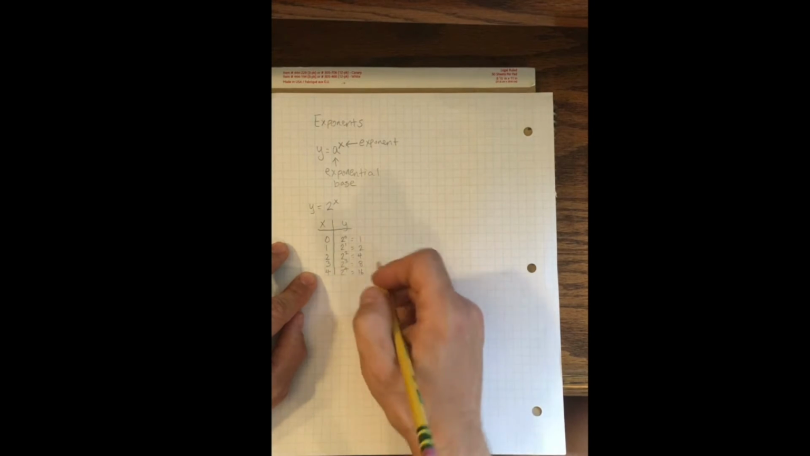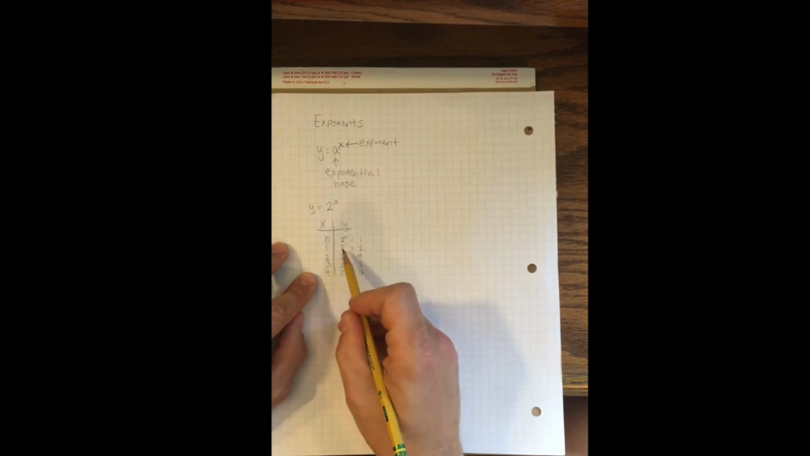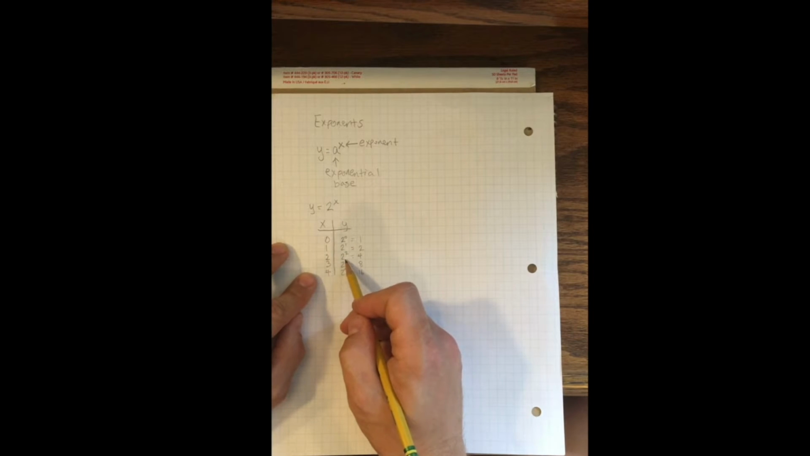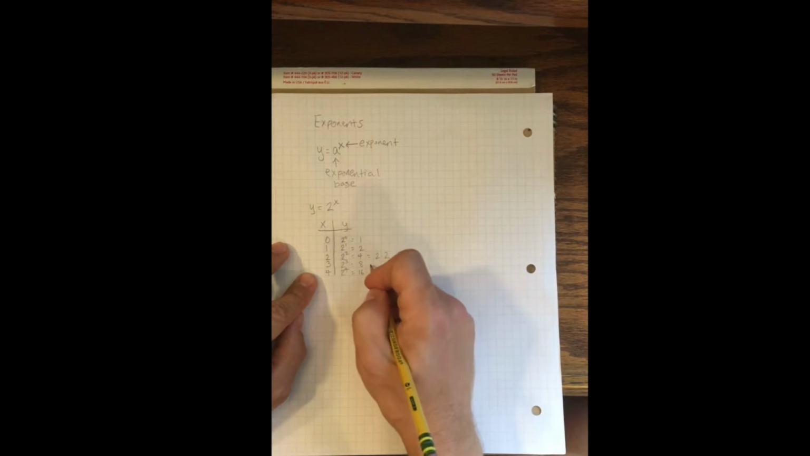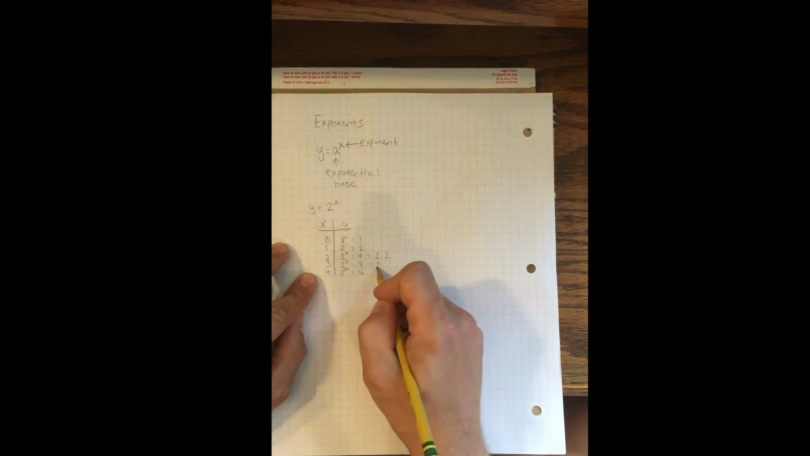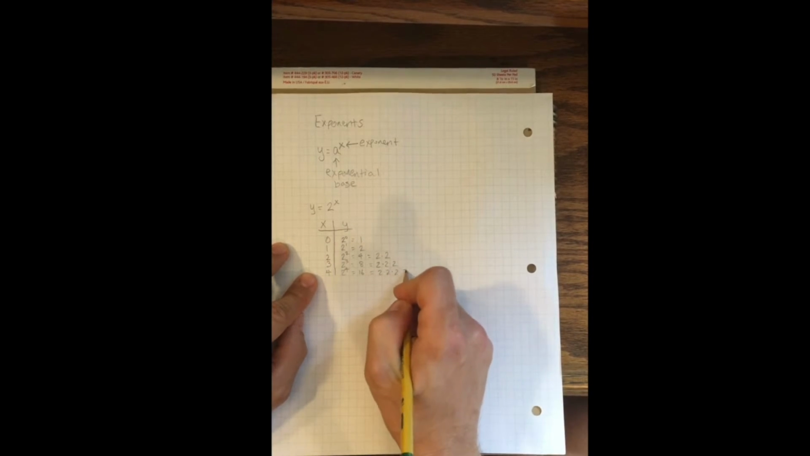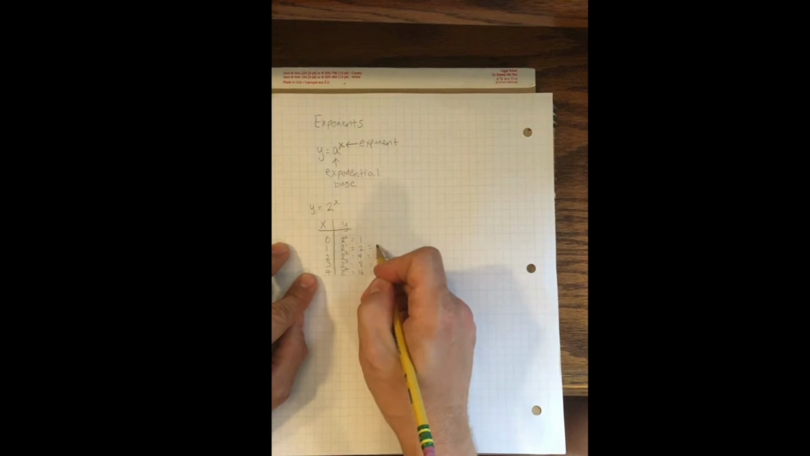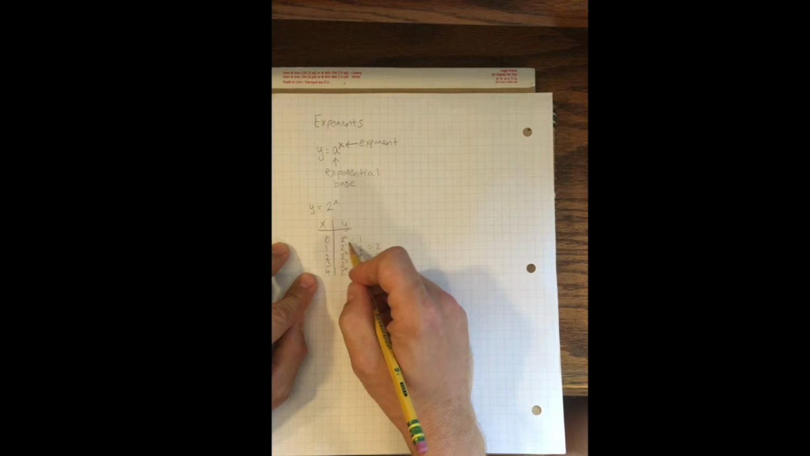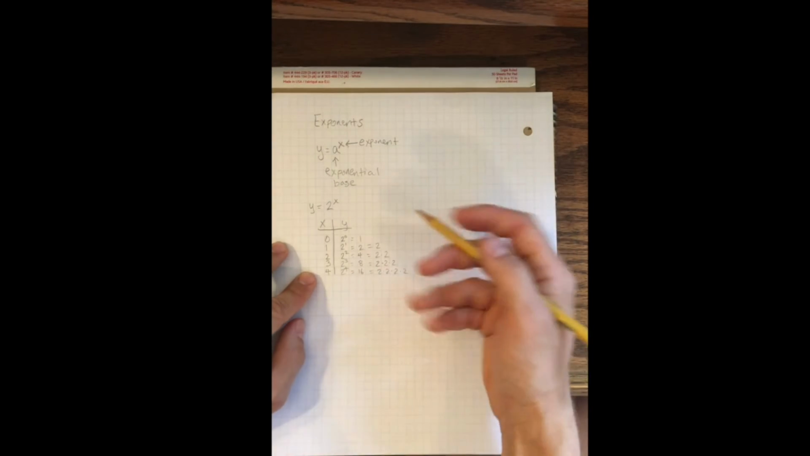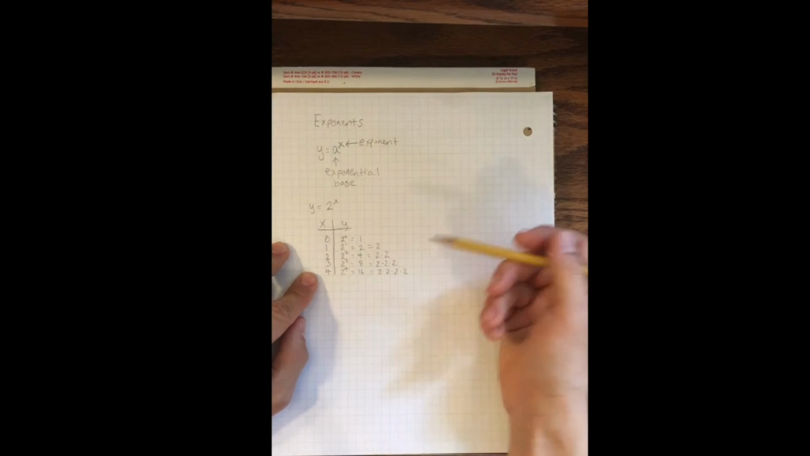Because essentially each one of these is 2 times itself this many times. So 2 squared, 4, is 2 times 2. 8 is 2 times 2 times 2. 16 is 2 times 2 times 2 times 2. This one's just 2. And this one is a little interesting, so I won't spend too much time on that right now.